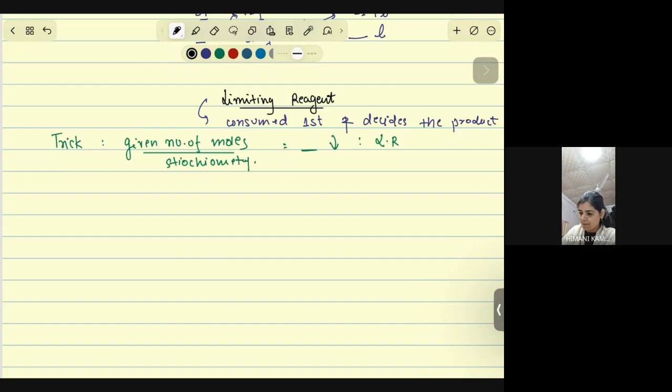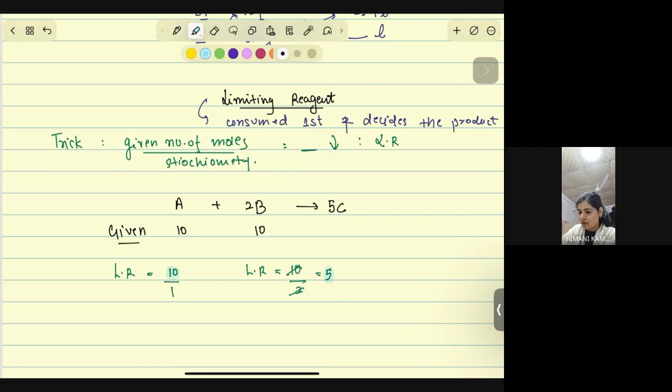For example, if we have A plus 2B giving us 5C, and the moles of A is 10 and the moles of B is also 10, we have to know which is the limiting reagent. Just divide the given mole. For A it is 10 by 1 and for B it is 10 by 2, so it is 5 for B. This value is less than 10, so B is the limiting reagent.